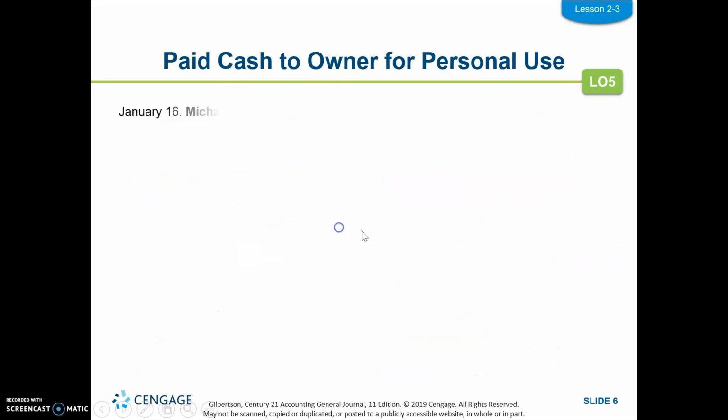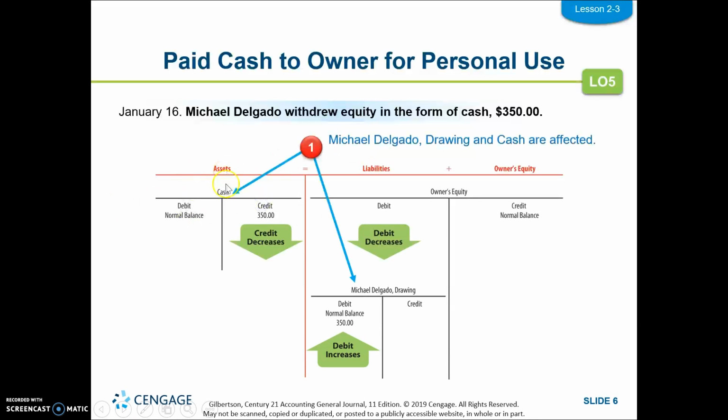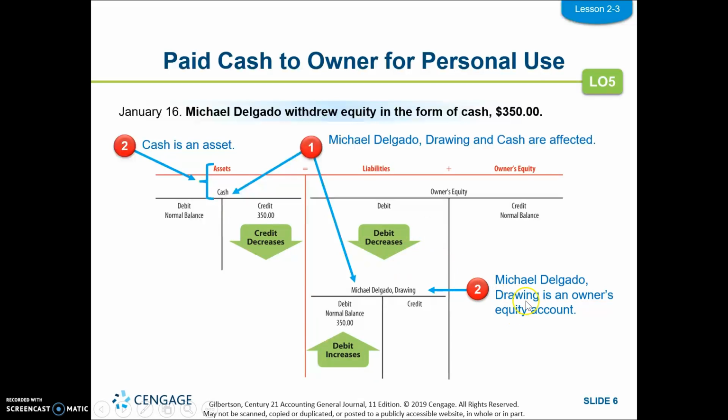All right, paid cash to the owner for personal use. Michael Delgado withdrew equity in the form of cash, $350. So what two accounts are going to be affected? Well, he withdrew cash, so cash is going to be affected, and his drawing account will be affected. Remember, cash is an asset. Michael Delgado drawing is an owner's equity account that will eventually decrease the owner's equity.